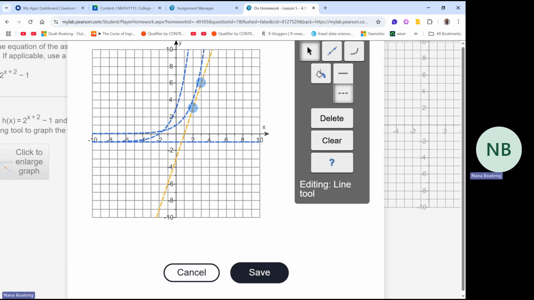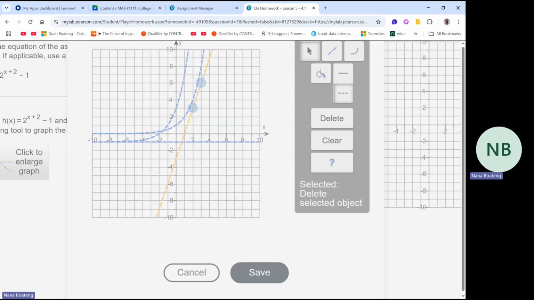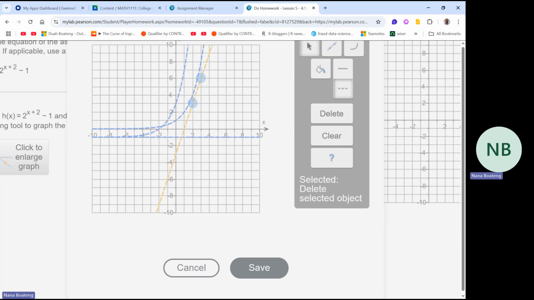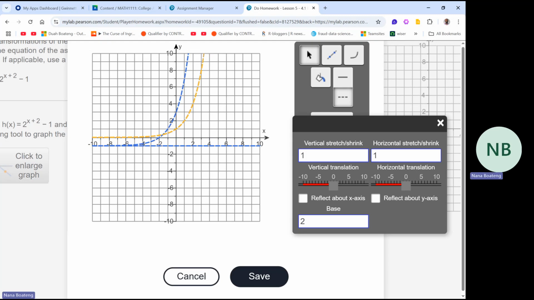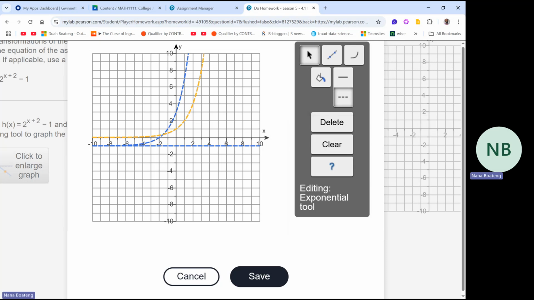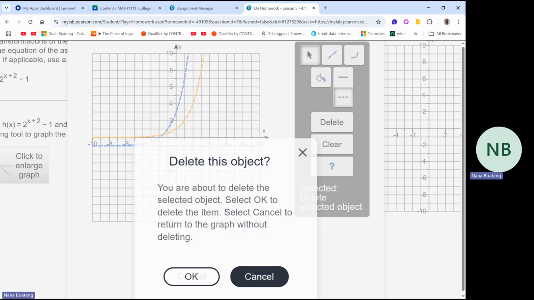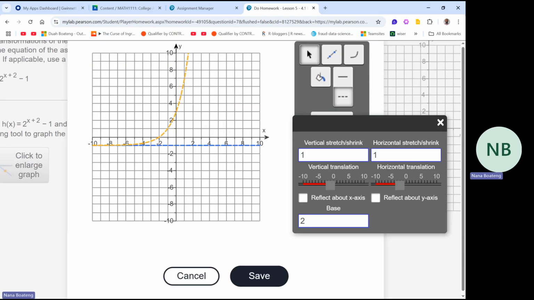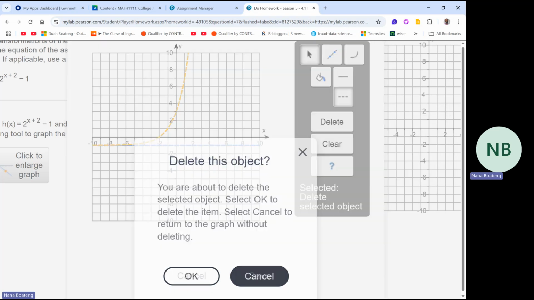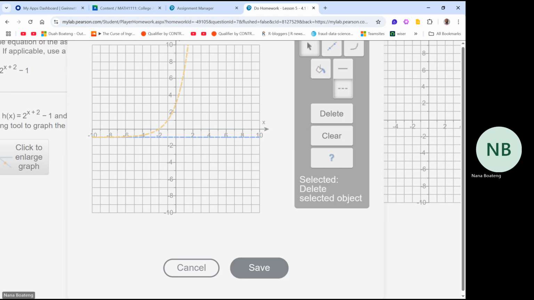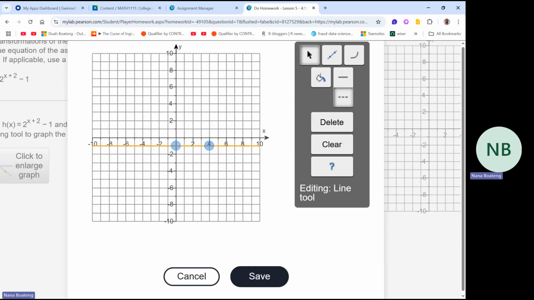Let me see if I can click and delete. Let me click on this, and on this too, and delete, because I need a solid line. No. Okay, let me draw the exponential one again. I need it to be a solid line, not a dashed line.